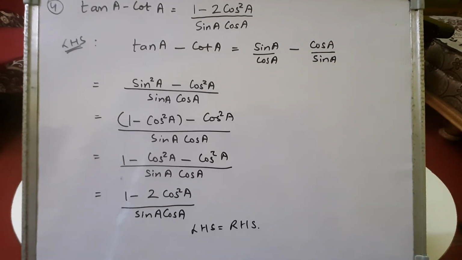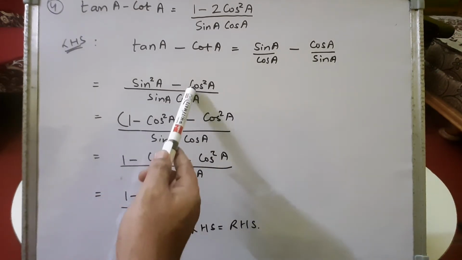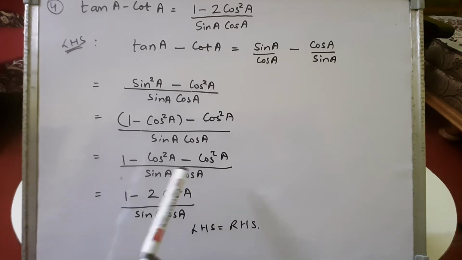So we convert sin into cos, and we know that sin square A is equal to 1 minus cos square A. We have studied this in square relations, or fundamental identities. So sin square A can be written as 1 minus cos square A, right, children? And this is minus cos square A as it is. So when you open the bracket, it will be 1 minus cos square A minus cos square A. So what will be the result? 1 minus 2 cos square A upon sin A cos A. This is the right hand side. So now we have proved that the left hand side and right hand side are equal. Right, children? So this way we solve this identity. Note down, please.